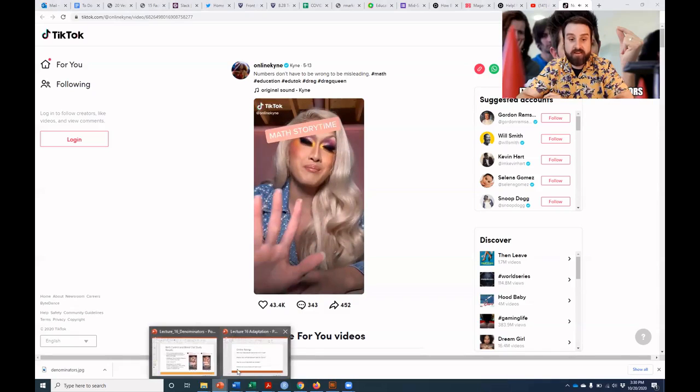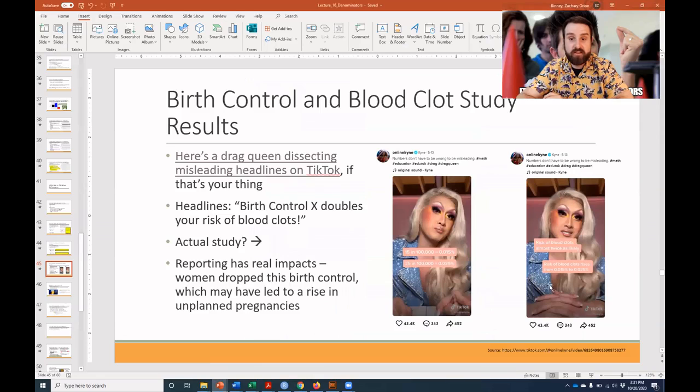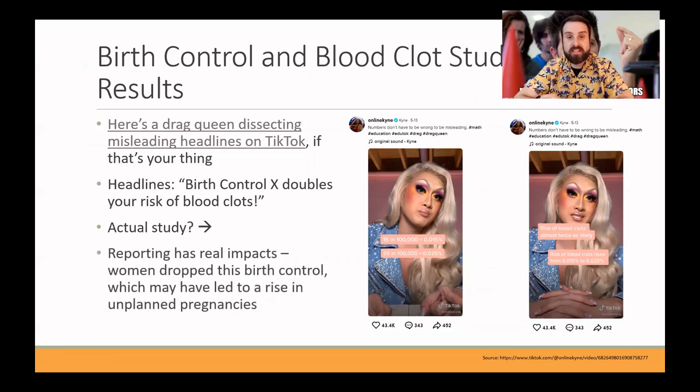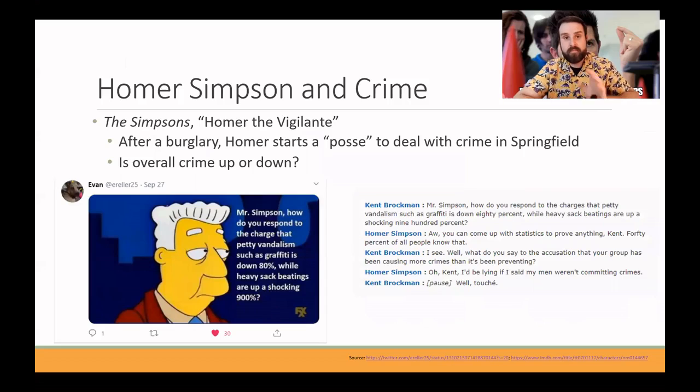A lot of good lessons in there. Don't disagree with any of that. That was tremendous. So, headlines of a study say a certain type of birth control doubles your risk of blood clots. But what does that risk actually mean? What is the absolute difference? And the absolute difference is actually quite small. And the reporting in this case had a real impact as people ran away from that birth control, and that led to a rise in abortions, even though arguably that wasn't necessary because the risk difference just wasn't that big.